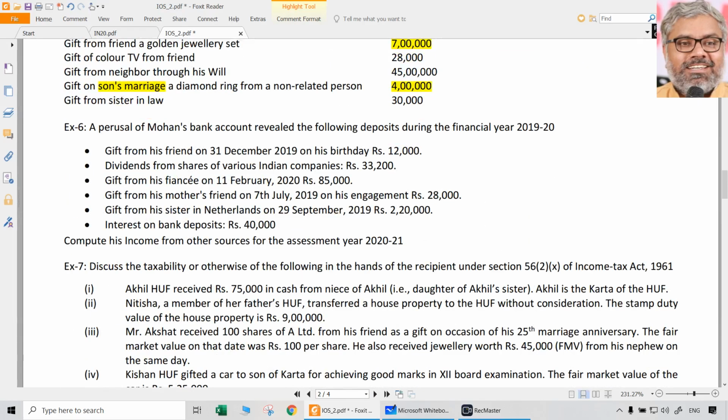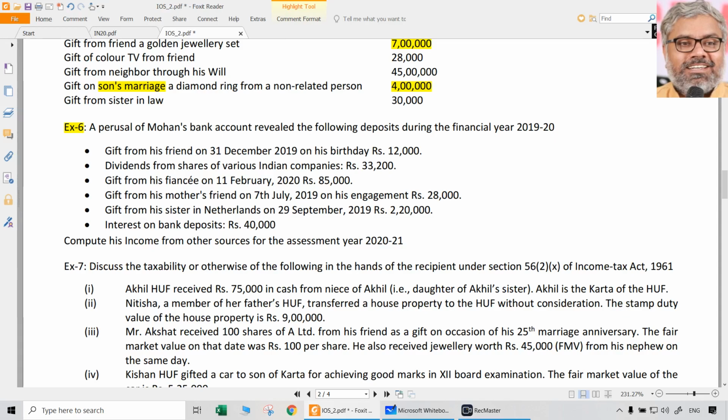Then same way another question can be looked at. This was also a past examination type question. Exercise number 6. A perusal of Mohan's bank account revealed the following deposits during the financial year. Okay. Let us just identify whether it is taxable or not taxable. Gift from his friend on 31st December on his birthday, 12,000. As of now, we cannot say it is taxable because it is less amount. So we will wait for it.